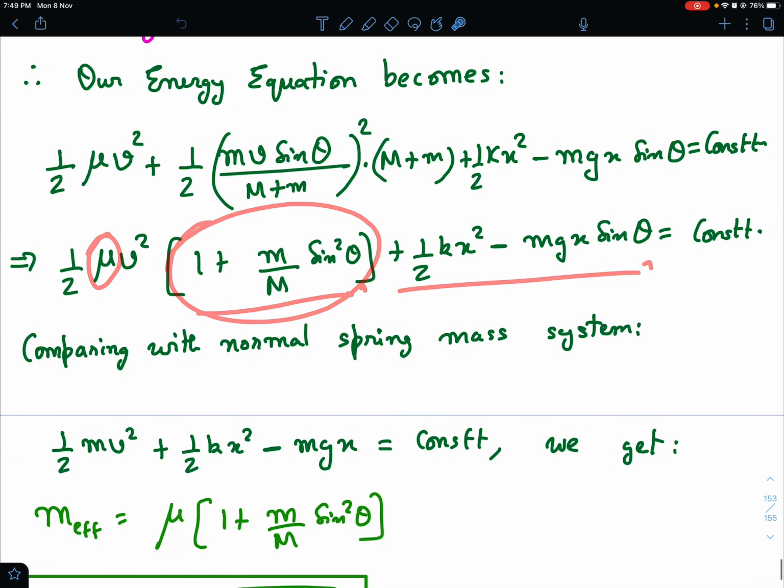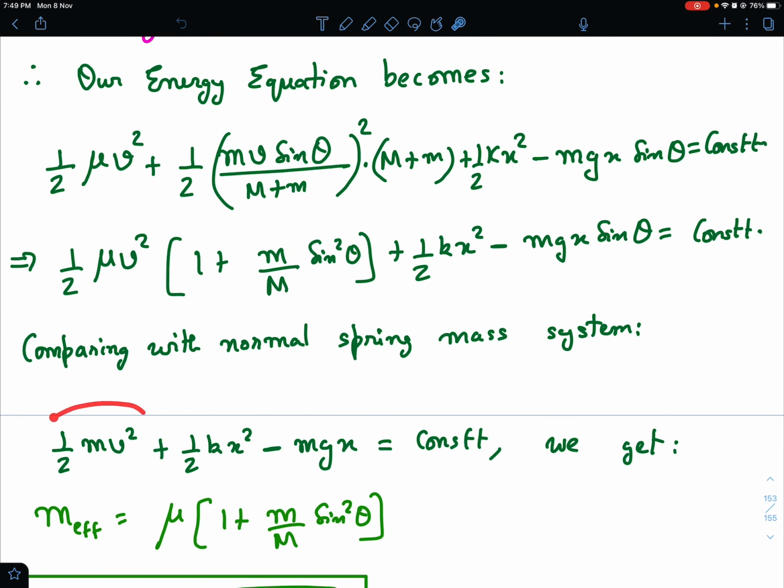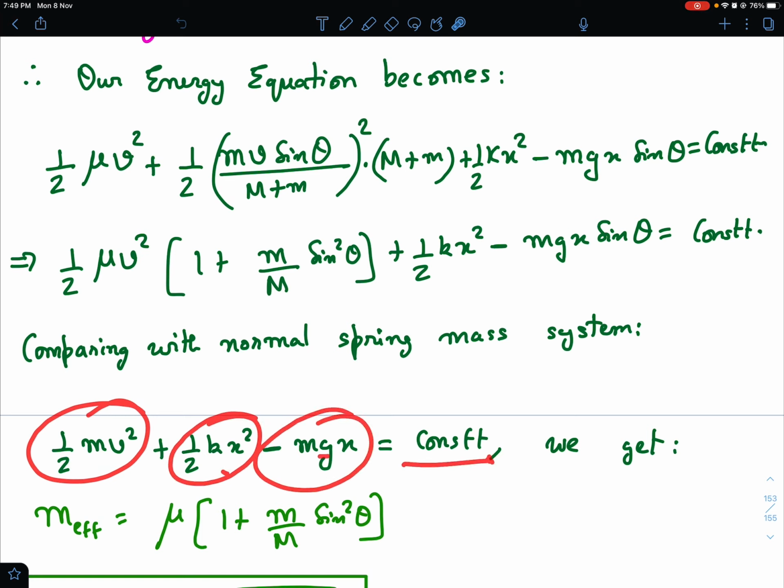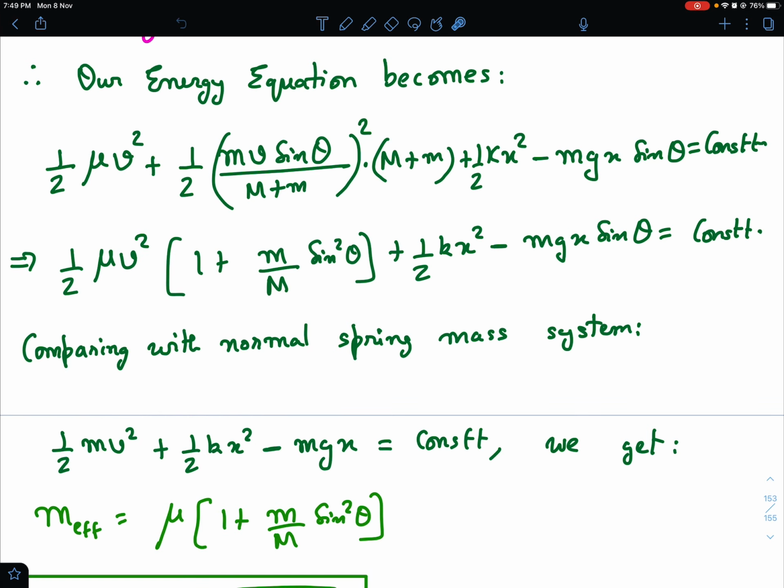Everything else is same. So comparing with normal spring mass system, this normal spring mass system equation is half m v square plus half k x square minus m g x equal to constant. So by comparison, if you see in this equation, the effective mass is changed and everything else is same, right? And anyway, this only contributes to the mean position. This doesn't contribute to the time period of the system, right? So we need not worry about this term, because when you take its derivative, it comes v and it gets cancelled off. So equivalent mass we can see for our system is simply what?